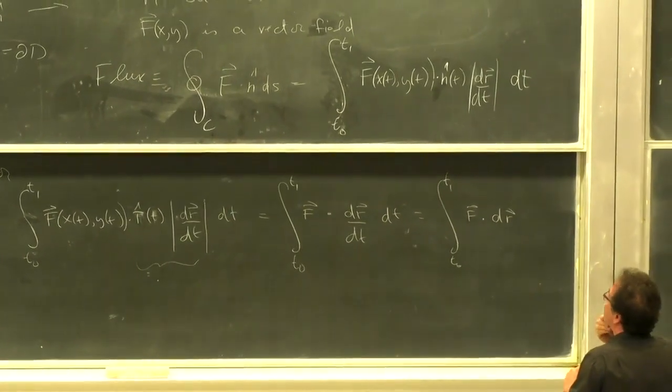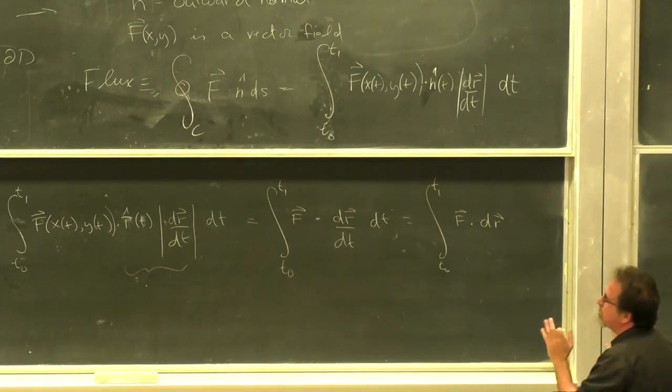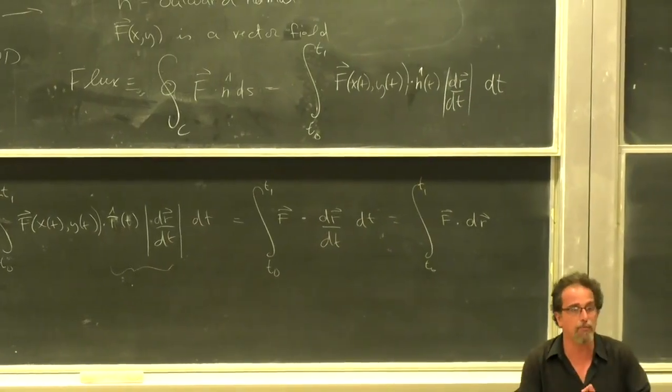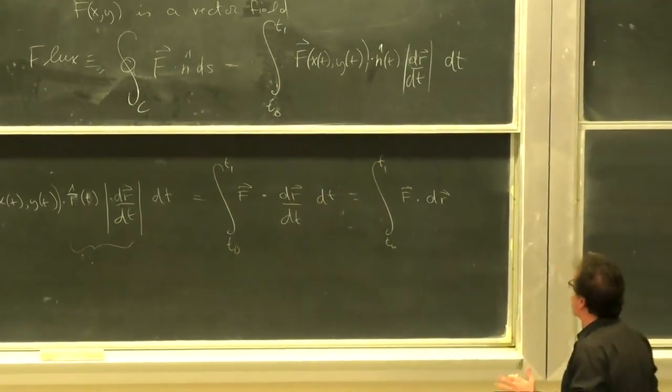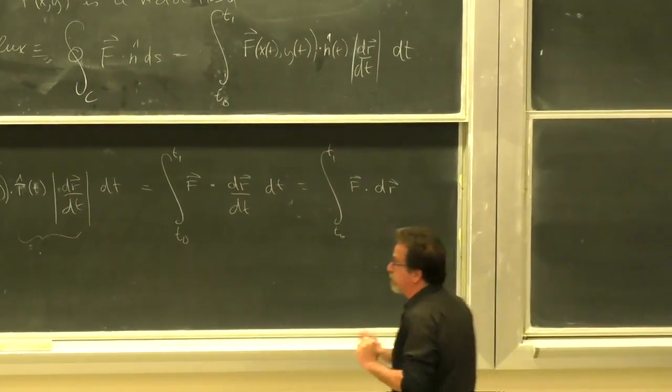So that's the flux. Now the issue is the normal. The issue is the normal. How do we compute the normal? Okay? So let me compute a normal vector for you.